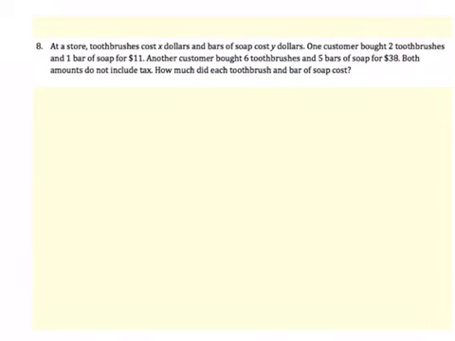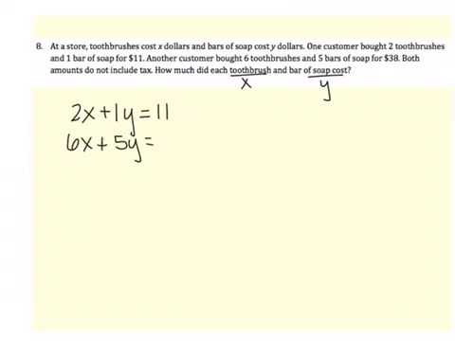So last problem here, number 8, is very similar to number 7. At a store, toothbrushes cost x dollars and bars of soap cost y. So I know my toothbrush is going to be my x and my soap is going to be my y. One customer bought 2 toothbrushes and 1 bar of soap for $11. Another customer bought 6 toothbrushes and 5 bars of soap for $38. We want to find out how much each toothbrush costs and how much each bar of soap costs.